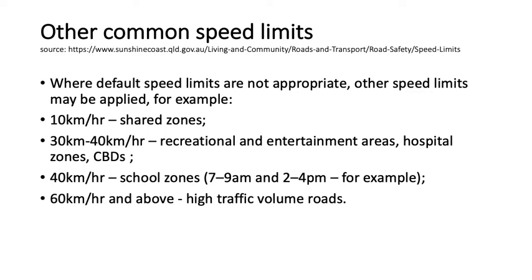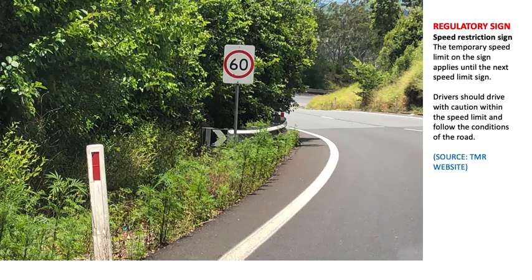Other common speed limits. Where default speed limits are not appropriate, other speed limits may be applied. For example, 10 km per hour for shared zones, 30 to 40 km per hour for recreational and entertainment areas, hospital zones and CBDs, 40 km per hour for school zones, for example 7 a.m. to 9 a.m. and 2 to 4 p.m., and 60 km per hour and above for high traffic volume areas.